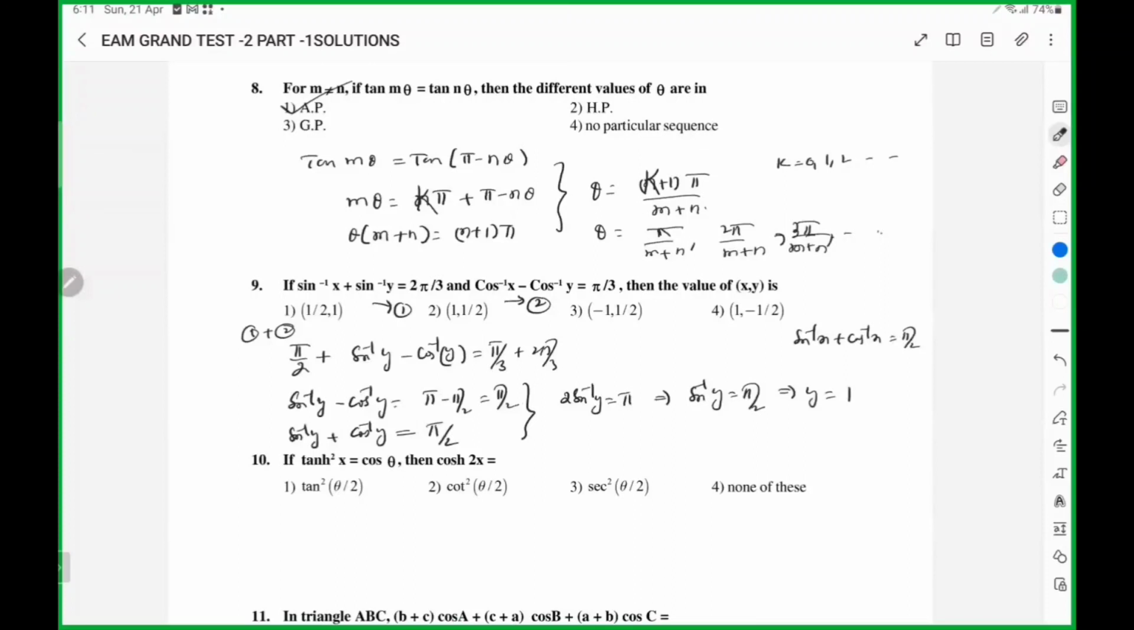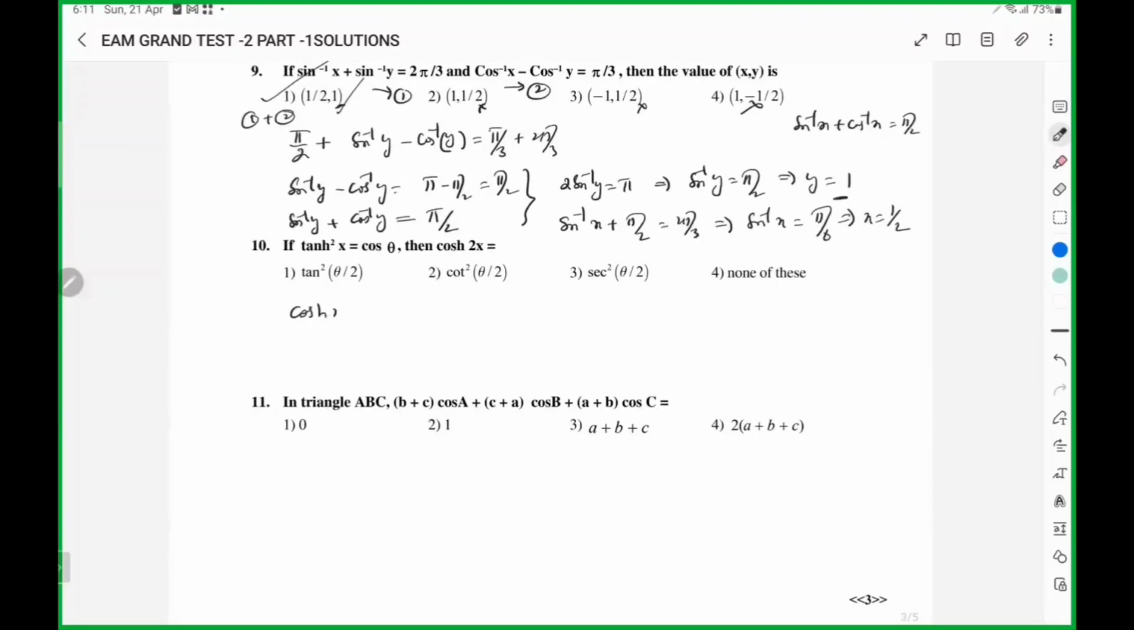Once y is 1, take any equation: sin inverse x plus pi by 2 is 2 pi by 3. Sin inverse x is 120 minus 90, which is 30. x is half. So if you observe, y equal to 1 is possible only here, not anywhere else. First option, no need of finding x.